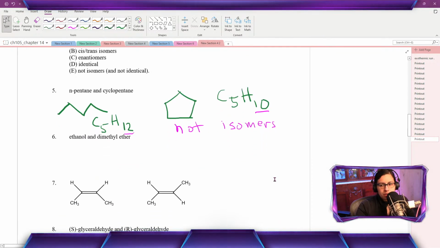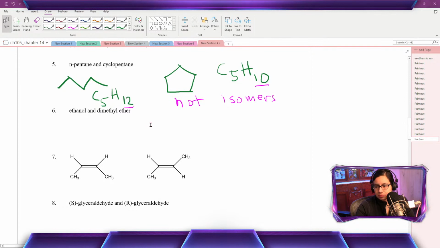So let's look at the next one. So now we have ethanol and dimethyl ether. So are they isomers or not? Again, take a minute. So what do we think about this one? So let's write out, again, our formulas. So ethanol.